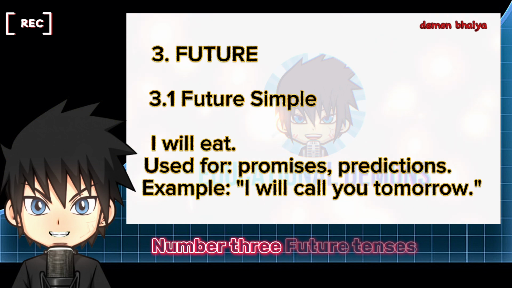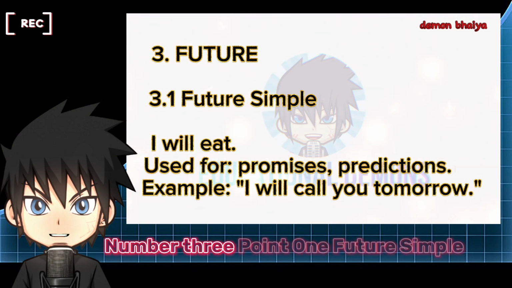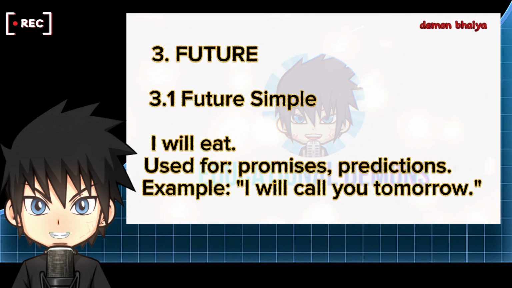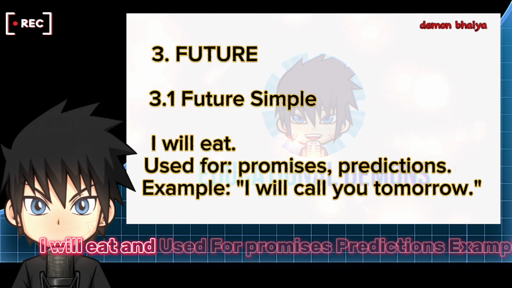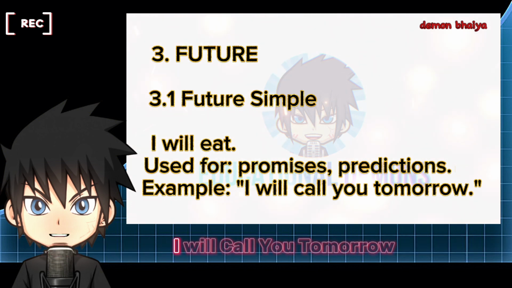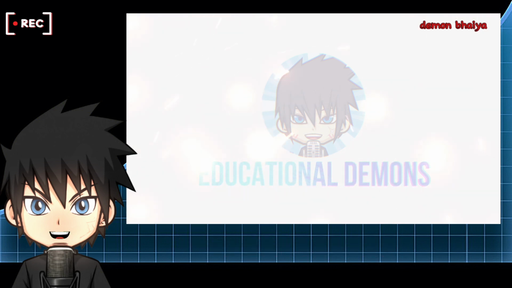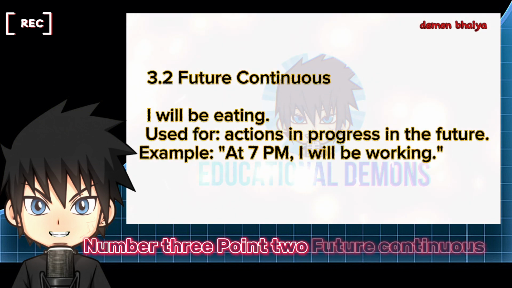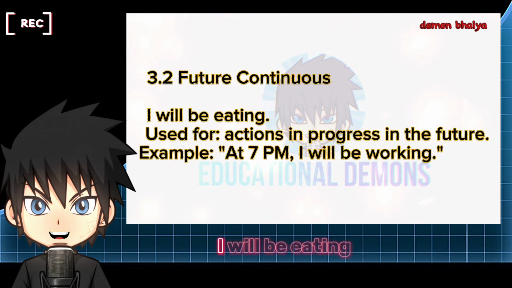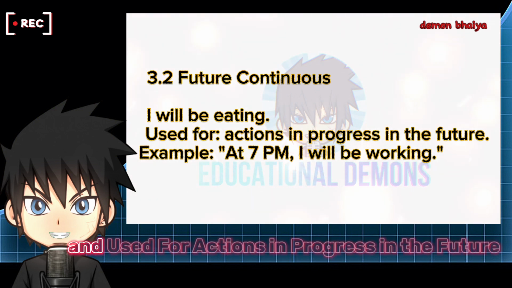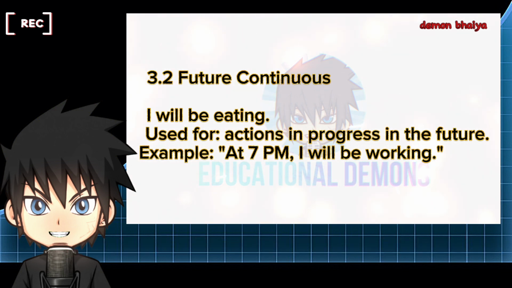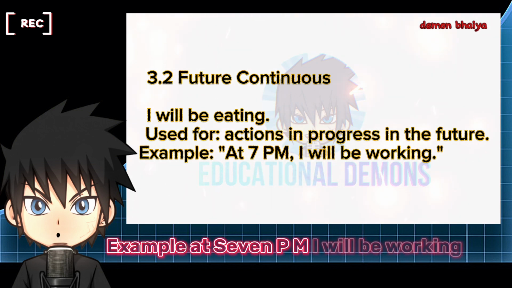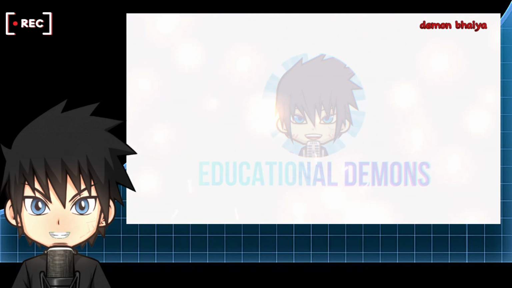Number 3, future tenses. Number 3.1, future simple. I will eat, used for promises, predictions. Example, I will call you tomorrow. Number 3.2, future continuous. I will be eating, used for actions in progress in the future. Example, at 7 p.m., I will be working.